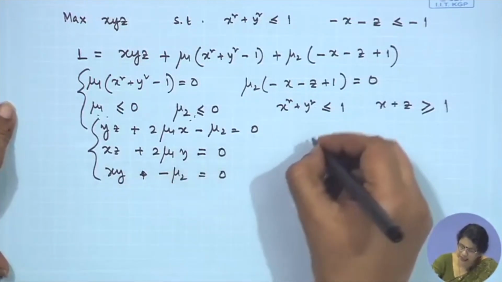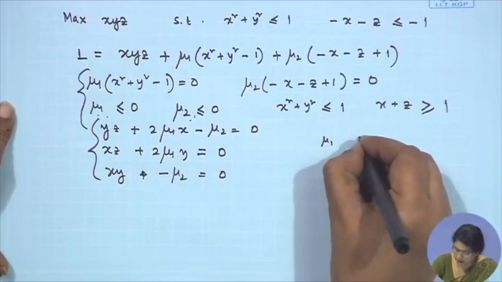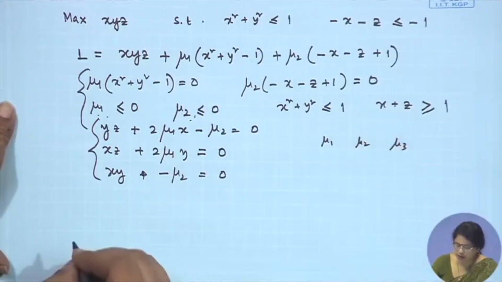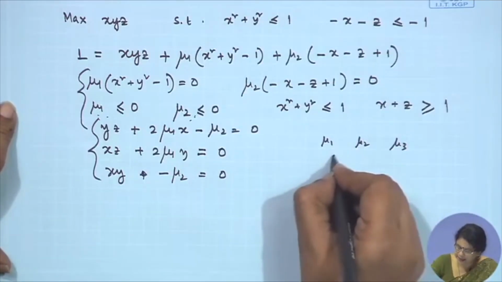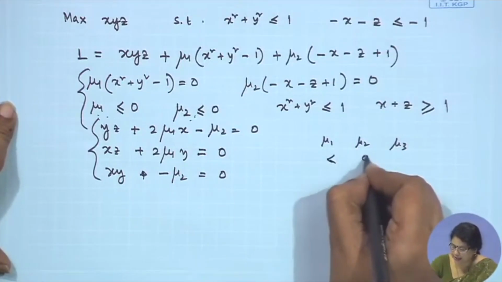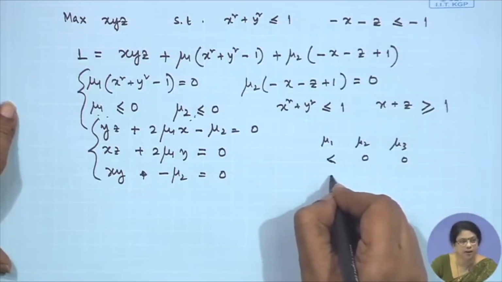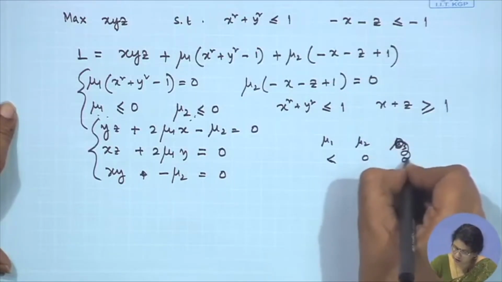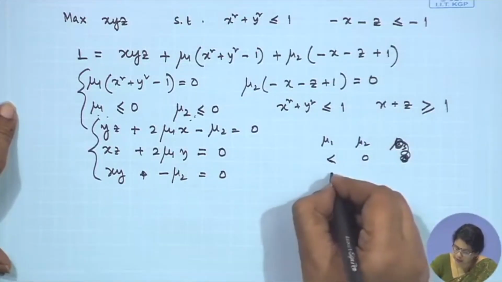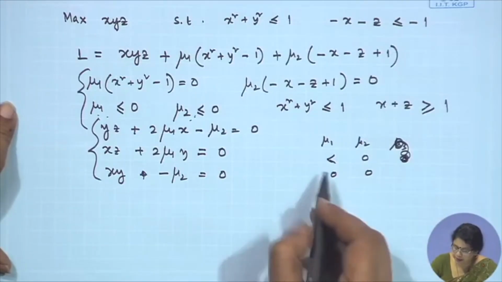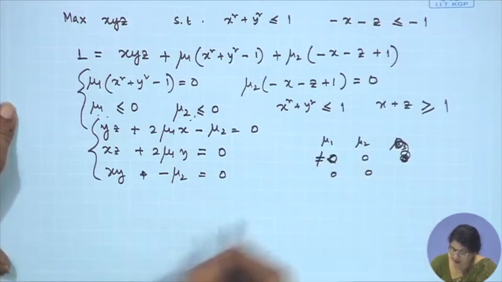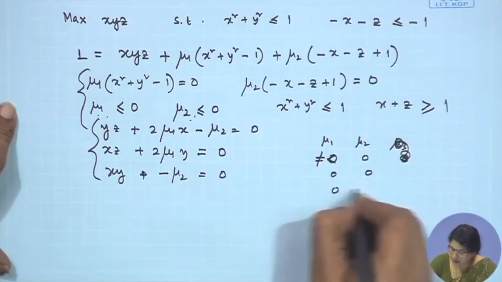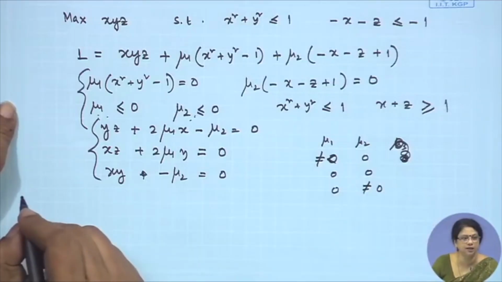What are the unknowns here? Again we have the unknowns mu 1, mu 2, mu 3. Mu 1, mu 2, mu 3 can be less than or equal to 0. Let us consider different conditions together, less than 0, 0. Mu 3 is not there, only mu 1 and mu 2. That is why both can be 0, or one can be 0 and one can be non-zero, or both non-zero. These are all the conditions together.